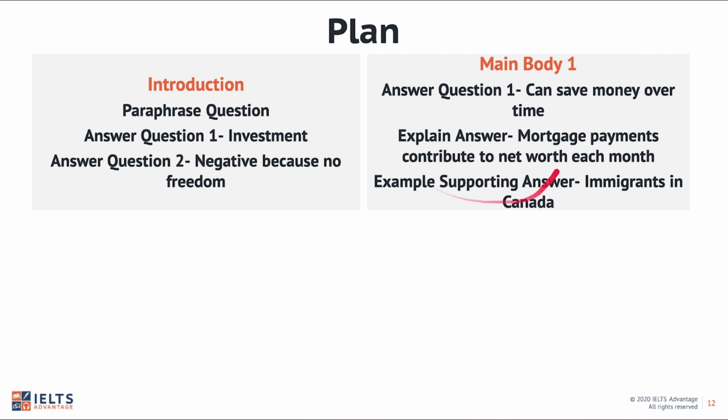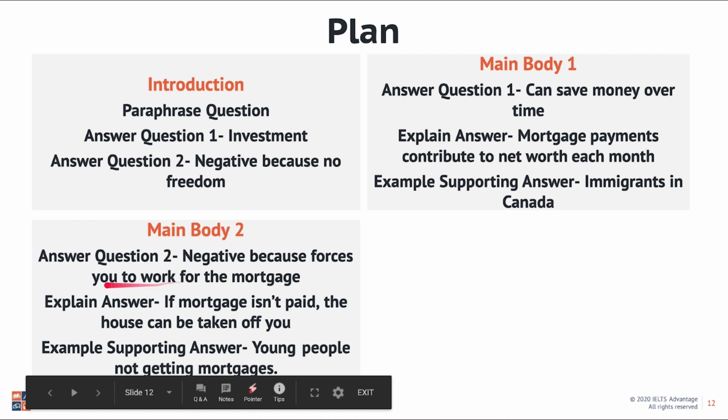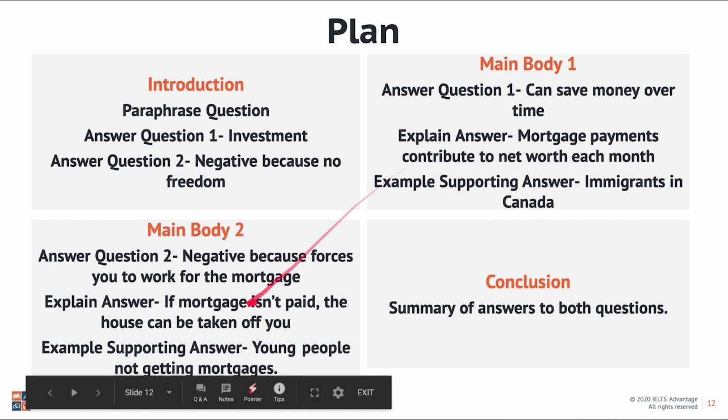So this is just a basic plan that we can quickly write before we start writing, and that's going to save us a huge amount of time when we're writing and make sure that our writing is clear, organized, coherent, cohesive. Answer question 2, we're going to do exactly the same thing. Negative because it forces you to work for the mortgage, which means you've no freedom. If mortgage isn't paid, the house can be taken off you. Answer, young people not getting mortgages. That's our example. Conclusion, just summary of answers to both questions.